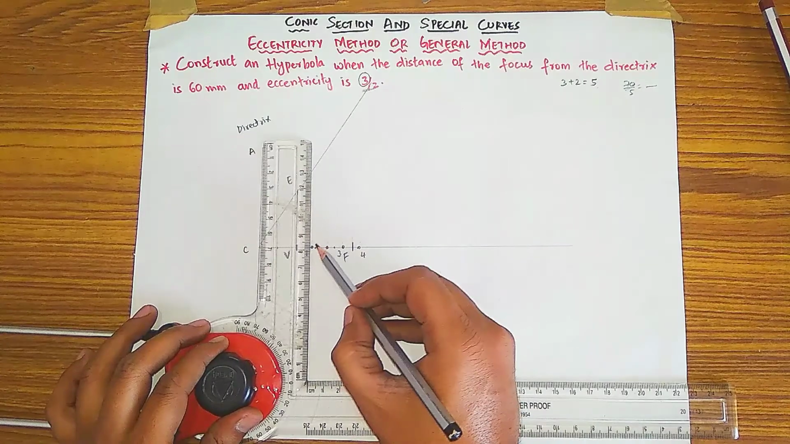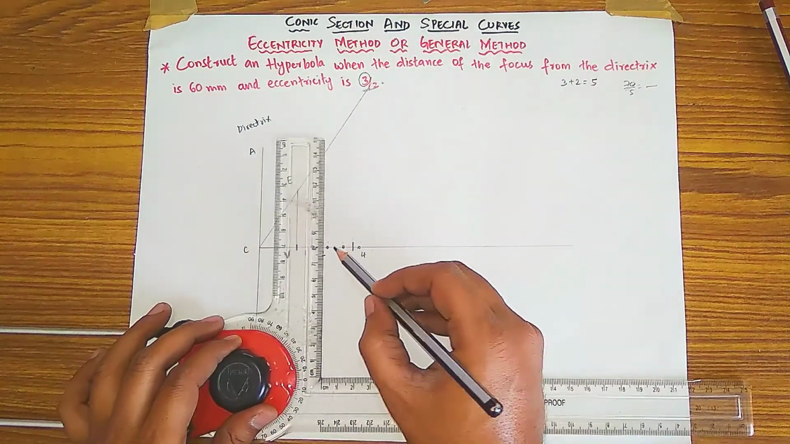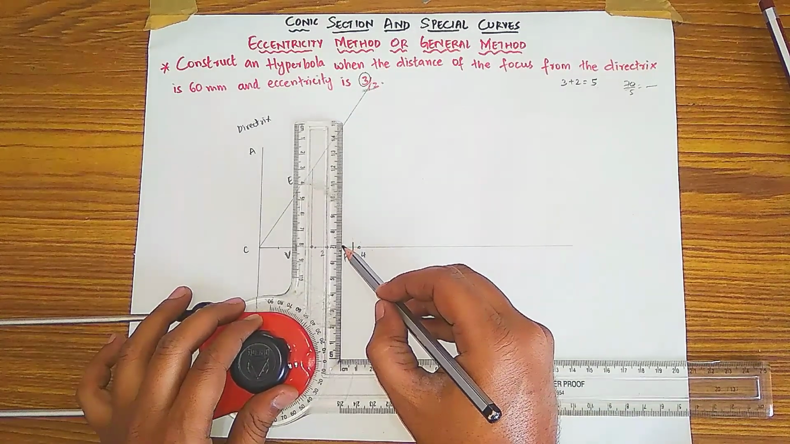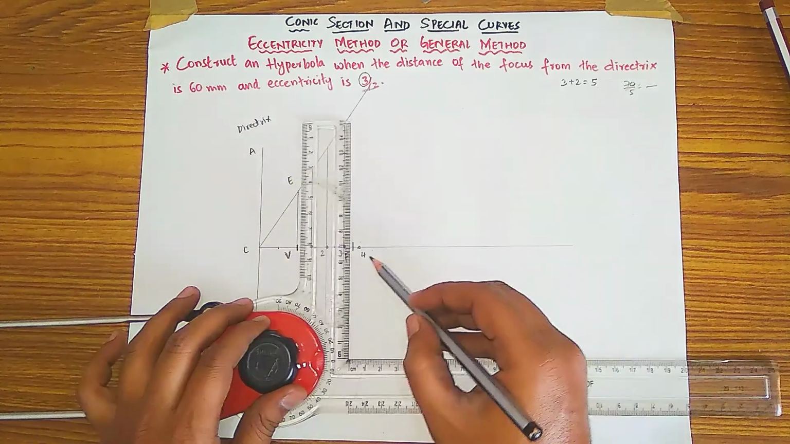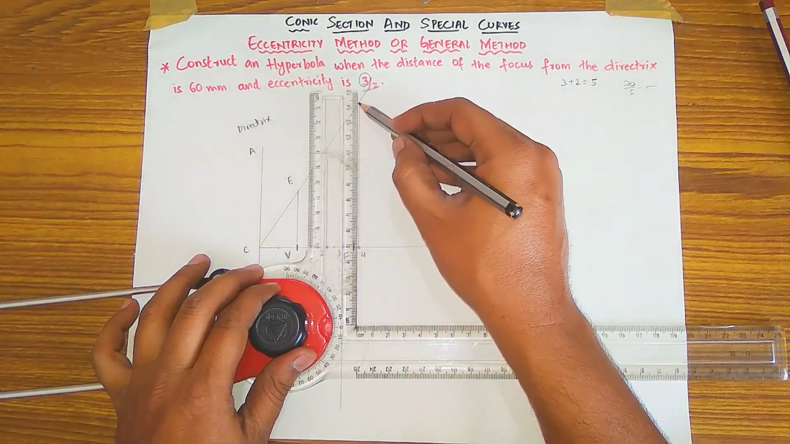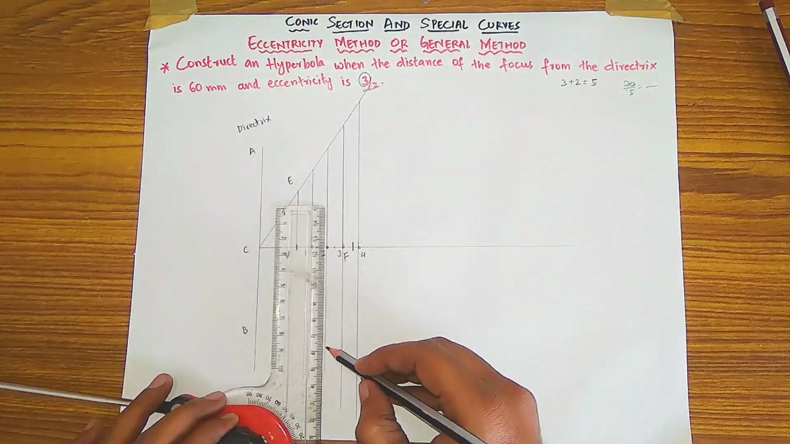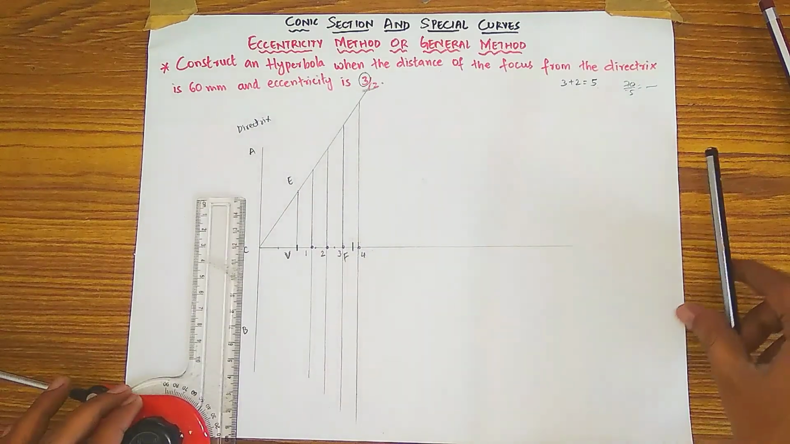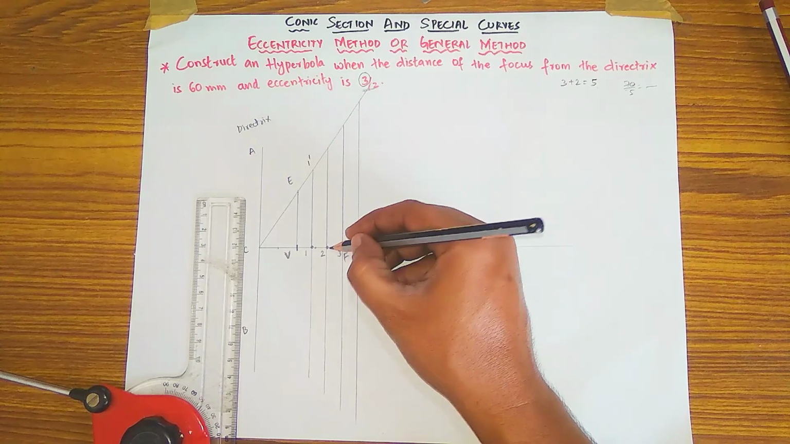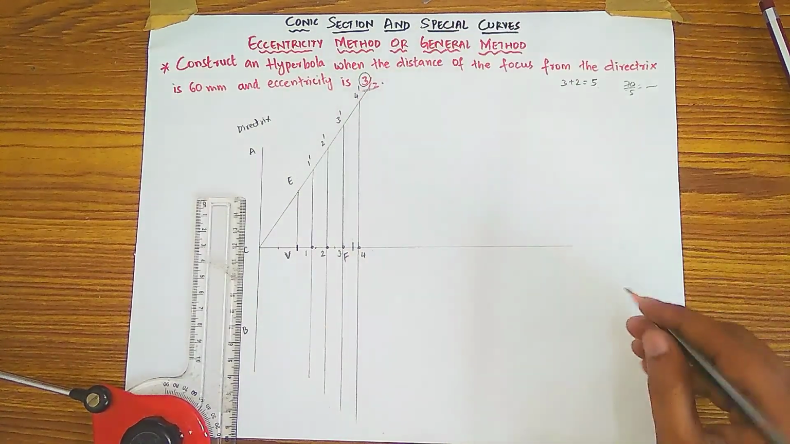Now from those points you have to make perpendicular lines to the normal line, up and down, and from 4 also like this. Then after drawing the lines, you have to label them here also: 1 and 1 dash, 2 and 2 dash, 3 and 3 dash, 4 and 4 dash. Like this you have to do.